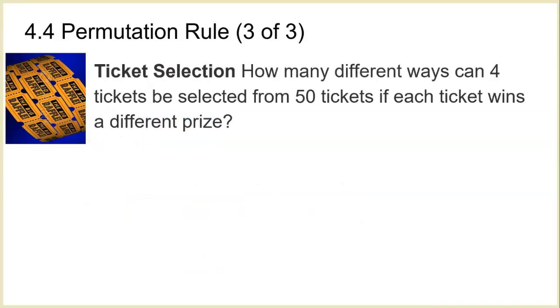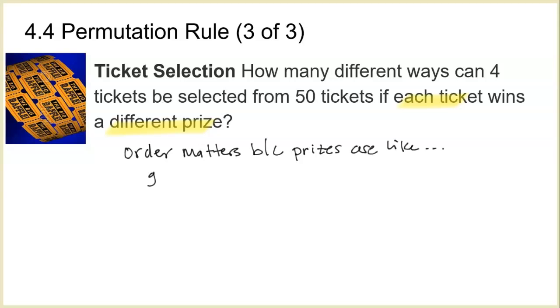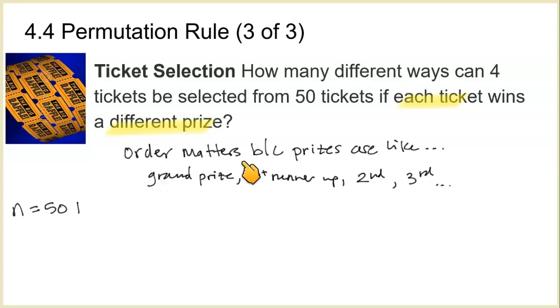So for our last example for the permutation rule, it says: how many different ways can 4 tickets be selected from 50 tickets if each ticket wins a different prize? So we think about the different prizes. This is what makes it a permutation, order specific, because those different prizes would probably make a difference in what type of prize you receive. If we have a grand prize, first place runner-up, second place runner-up, and third place runner-up, those are definitely 4 different prizes. We could have a $1,000 prize, a $100 prize, a $10 prize, and a $1 prize.